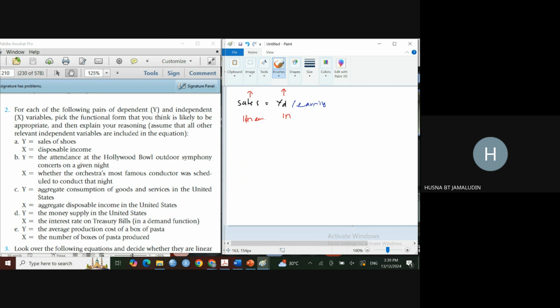You really need to see me writing down the equation, even though you can picture it by yourself. So B, this is the attendance at the Hollywood concert. And X is whether the orchestra's most famous conductor was scheduled to conduct that night. This is like a dummy: one is the famous conductor, zero otherwise.